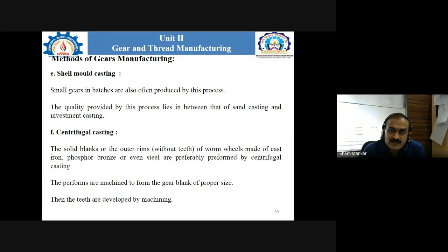In which, again, it is the next process of the casting process, in which small gears in batches are produced with the help of this particular casting process. The quality provided by this process lies between the sand casting process and the investment casting process.